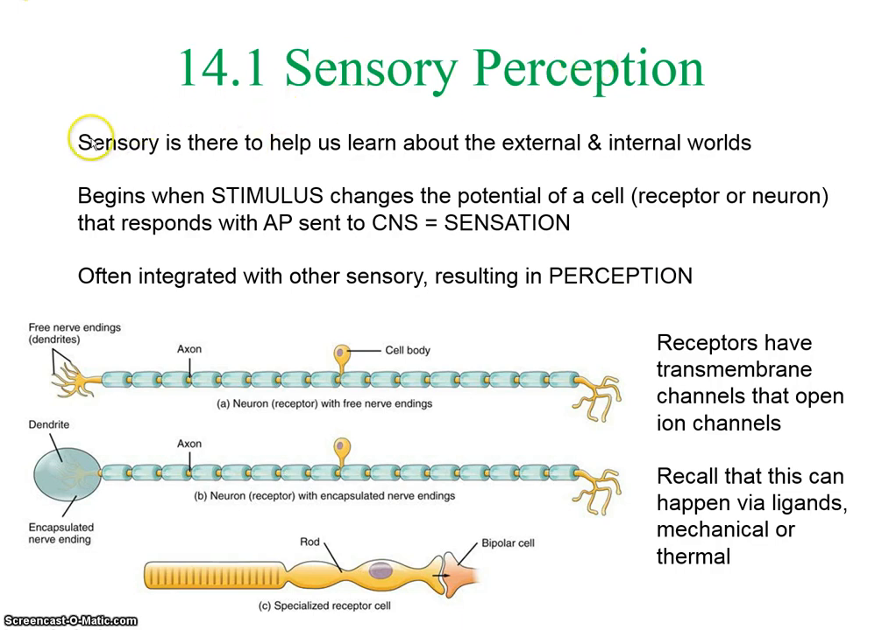So sensory helps us figure out what's going on, both inside our bodies and outside of our bodies. Once we become aware and we start to become conscious of patterns, it really helps us a lot to stay alive. Or unconscious of patterns, it really depends. But it always begins with some stimulus that happens because of a change. And this stimulus then changes the potential of a cell.